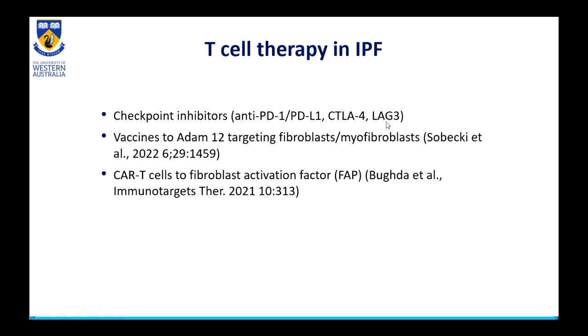There's actually one in clinical trial at the moment, which is an anti-PD-L1 inhibitor. There are vaccines to ADAM12. ADAM12 is a matrix metalloproteinase, and it's thought to be important in the differentiation of myofibroblasts, so that's being tested as a vaccine. An interesting approach. CAR T cells are being used, and these are T cells engineered to specifically target a cell. It's also engineered so it's really activated. So it targets a cell, it's activated, and it kills it. This is being used against a protein called FAP, or fibroblast activating protein, and this is currently being trialed. So there are lots of these things being tested at the moment.